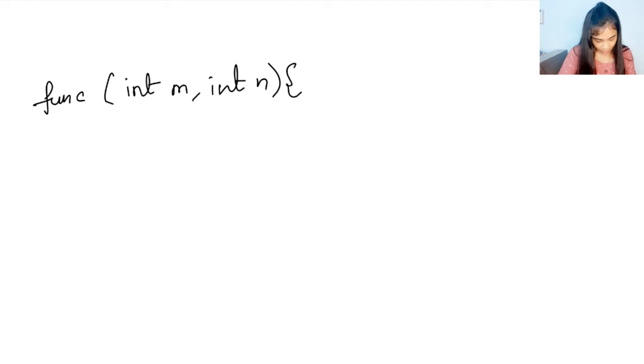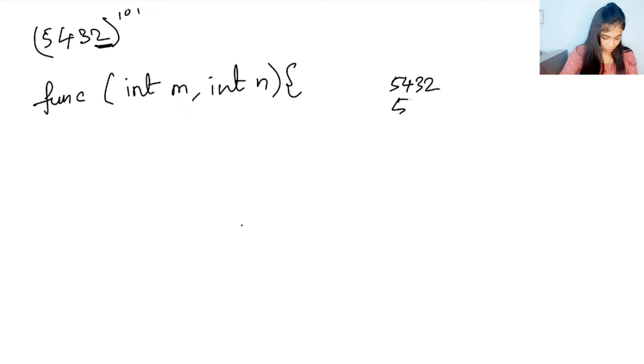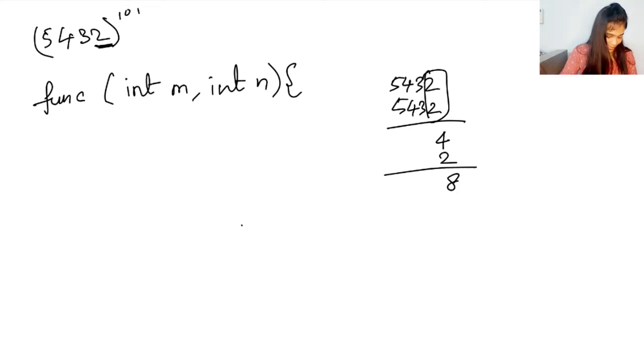Now what are these? Let's say I have 5432 and I need to find the unit digit of that to the power 101. We are just going to need the unit digit, because when we say 5432 into 5432, we just need the unit digit to find, that is 4. And again, when we multiply with 2, that's 8. So we don't need the entire number to calculate it, alright?